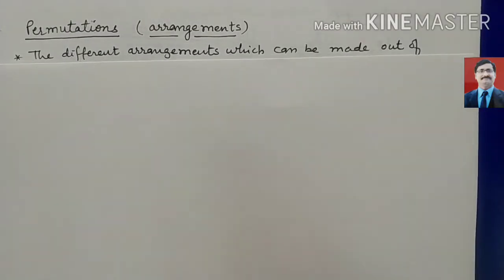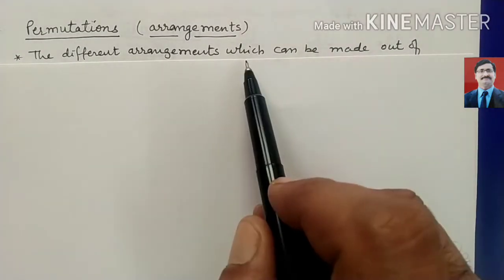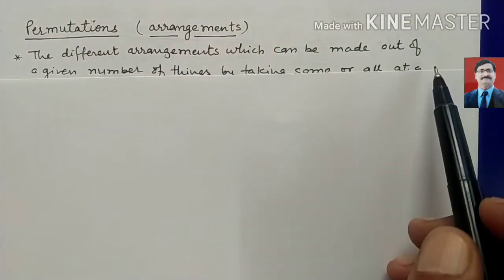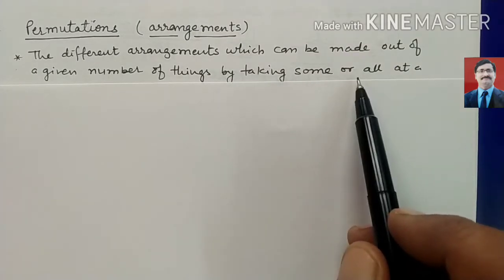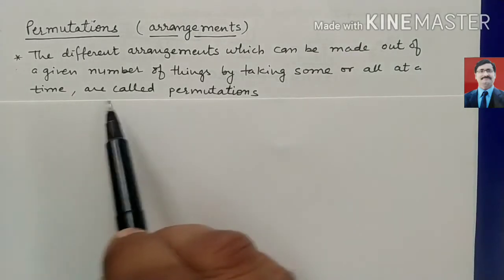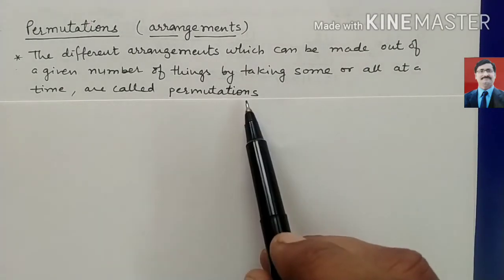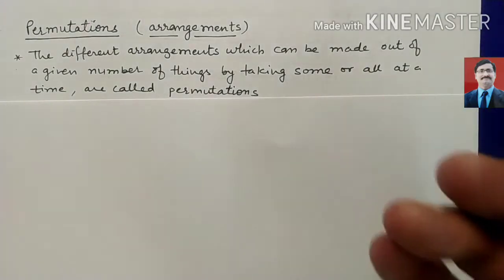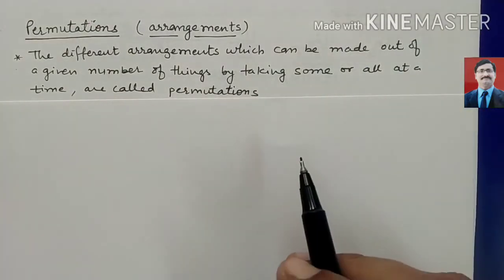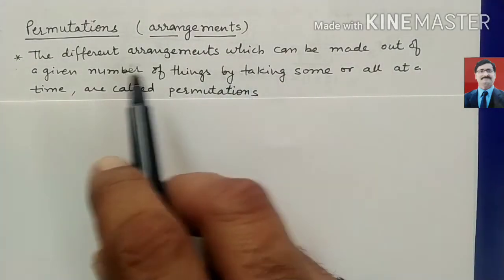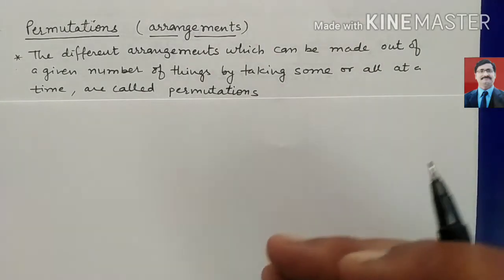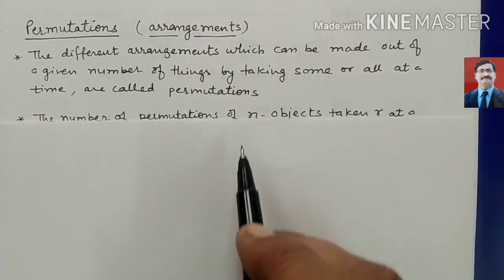Look here, the different arrangements which can be made out of a given number of things by taking some or all at a time are called permutations. It means we take some objects or all the objects at a time, and we have to arrange them. The number of different arrangements is called the permutation.